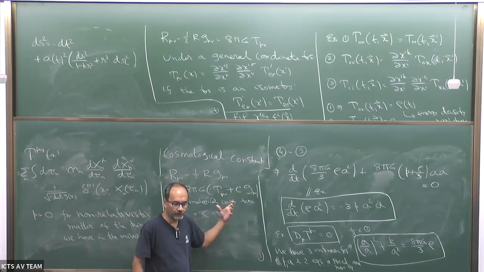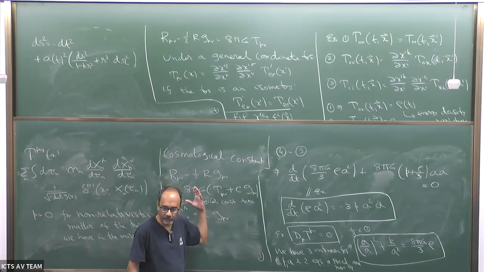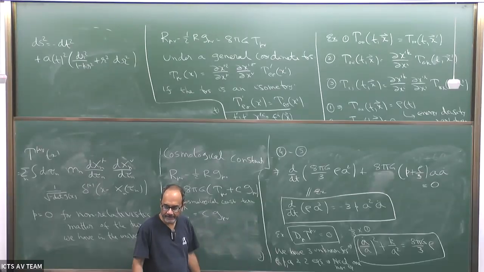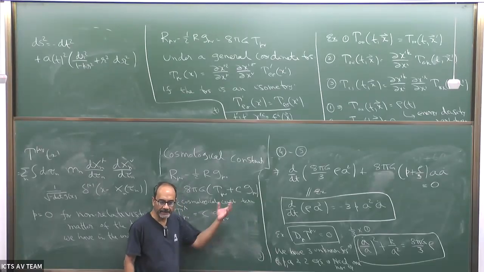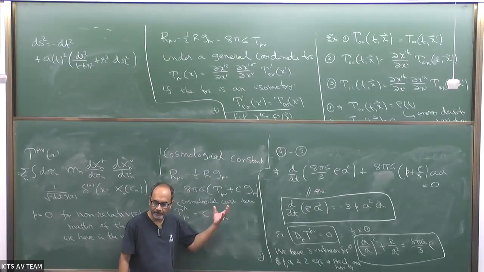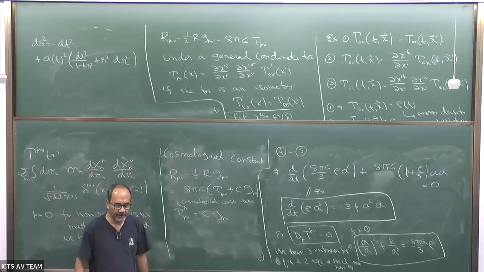So the cosmological constant, you can regard this as part of the Einstein's equation, but you can also regard this as a contribution to the energy momentum tensor. That's the way we are trying to interpret this. Because the way we have set up the Einstein's equation, we didn't have a cosmological constant term on the left hand side, so you have to include it on the right hand side as part of the energy momentum tensor.